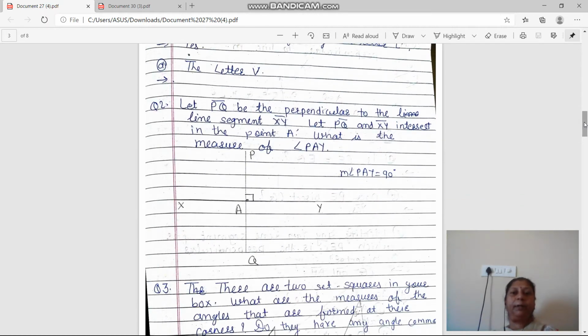Let PQ be perpendicular to line segment XY. Let PQ and XY intersect at the point A. What is the measure of angle PAY? So see here, PQ intersects XY at point A. This angle is 90 degrees, because it intersects and it is perpendicular, that means it is 90 degrees. So PAY is 90 degrees. Okay, next question.